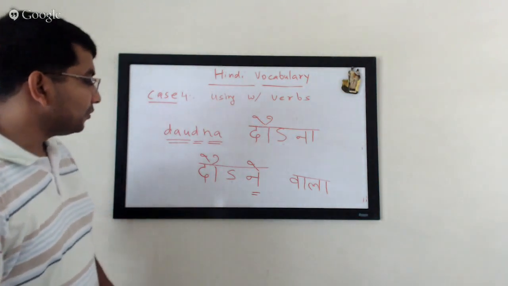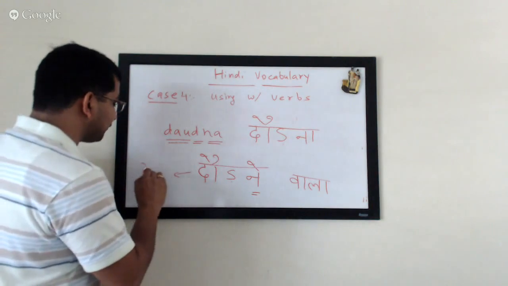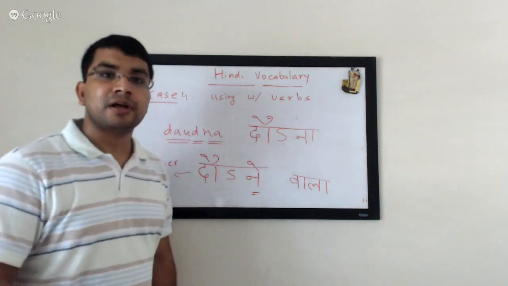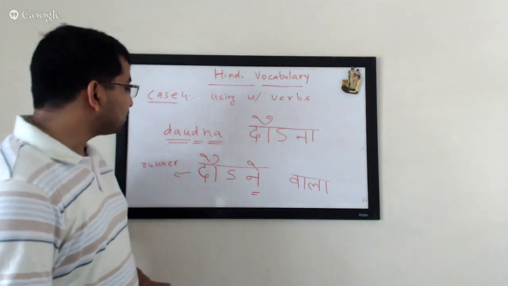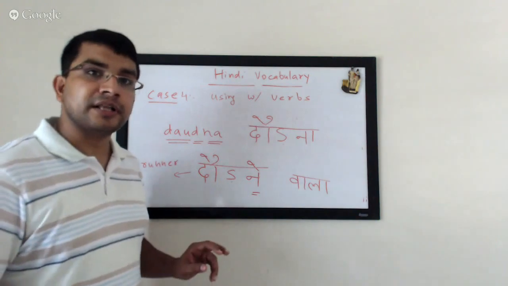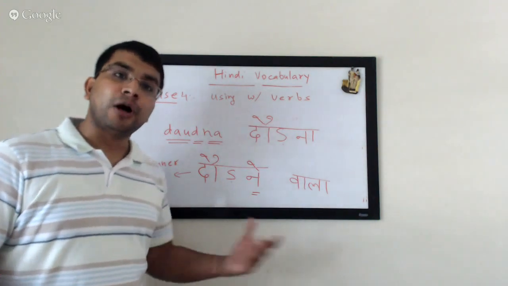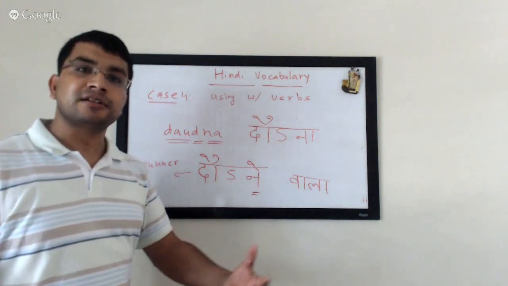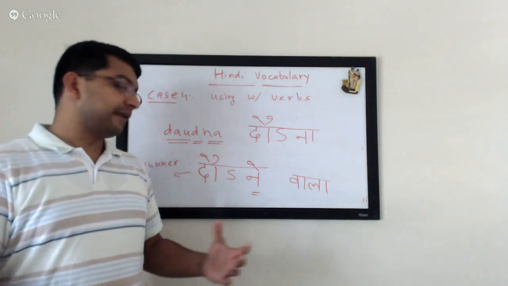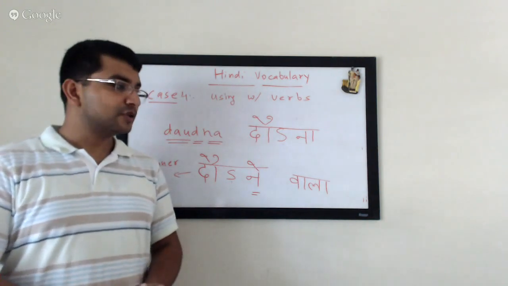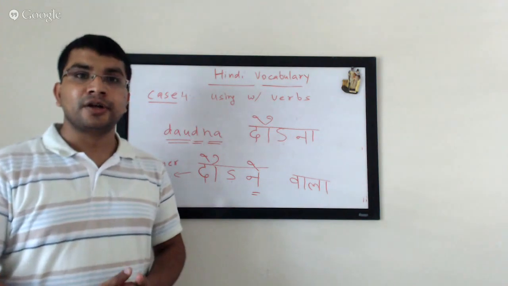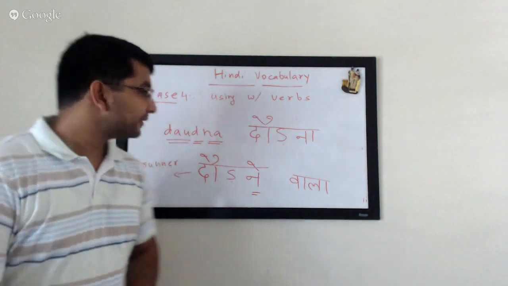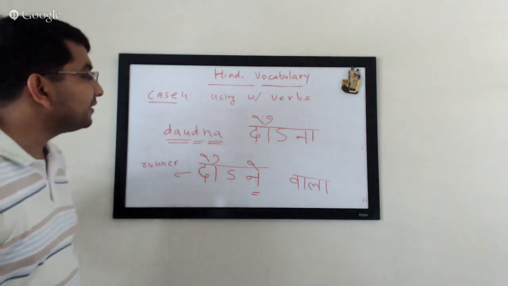Dodne wala also refers to a runner basically, right? Someone who runs, dodne wala, right? So think about it that way as well. It can have two meanings. It could mean that you're about to run. It could also mean somebody who runs for a living, dodne wala, likhne wala, somebody who makes his living by writing. So likhne wala is nothing but a writer, right? Bolne wala is nothing but a speaker as well. So it could mean two things. So that's basically using it with verbs.